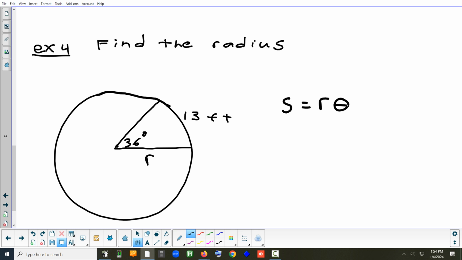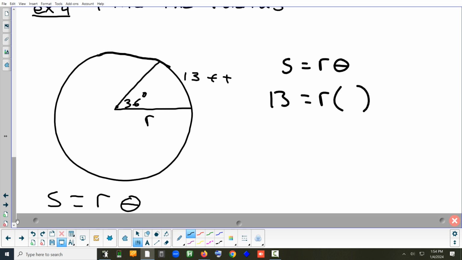Okay, do we know S? Yes. 13 feet. If there was confusion what that's labeling, I would clarify, but the 13 is on the outside, and that's representing the arc. Do we know R? No. So we're going to leave that as R. And what about theta? It's 36 degrees, but it needs to be converted to radians.